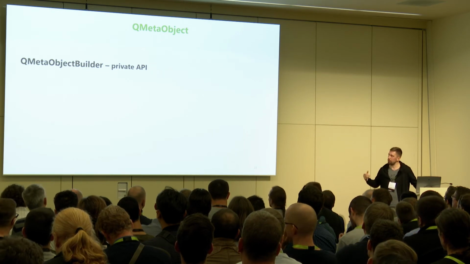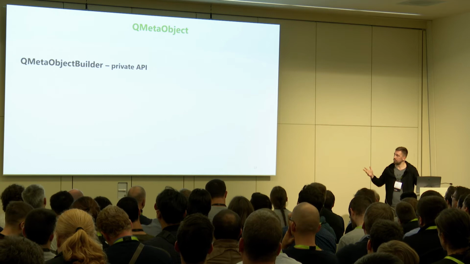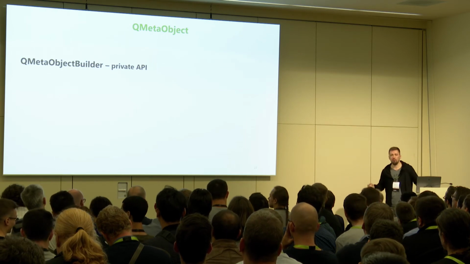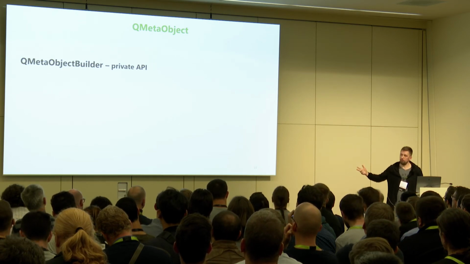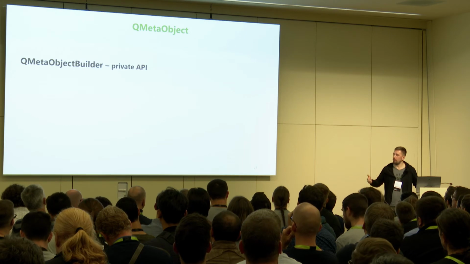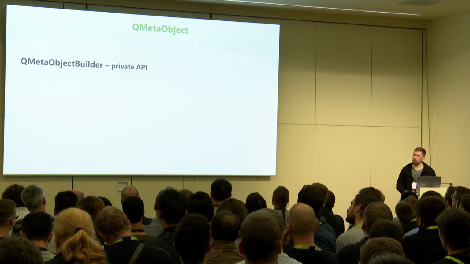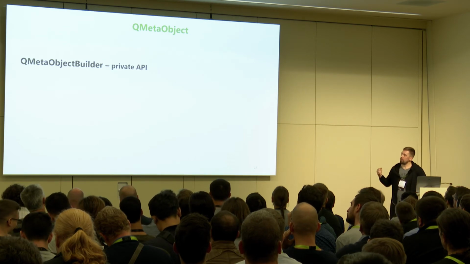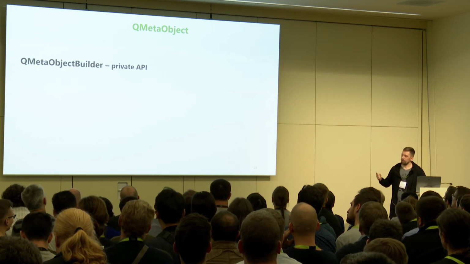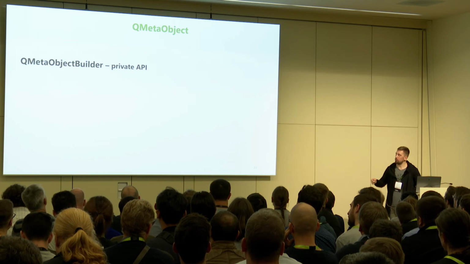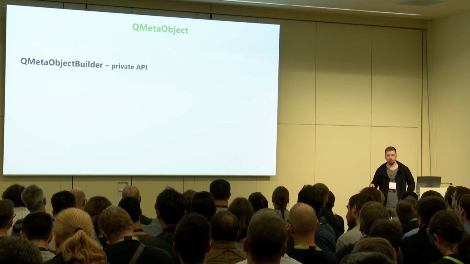You can add your properties inside QMetaObjectBuilder. And then you're ready. When you're done, you just ask QMetaObjectBuilder to build the actual QMetaObject for you. That means if you need to insert a new property inside QMetaObject, you have to rebuild it from scratch.